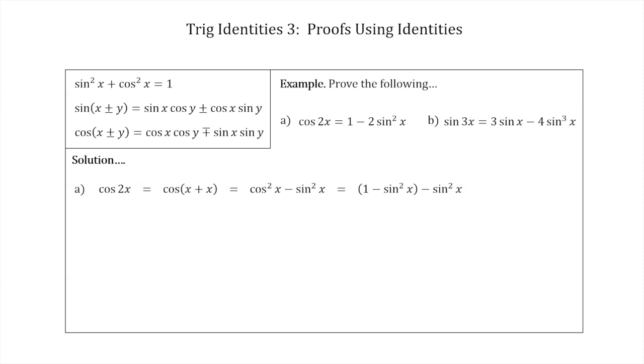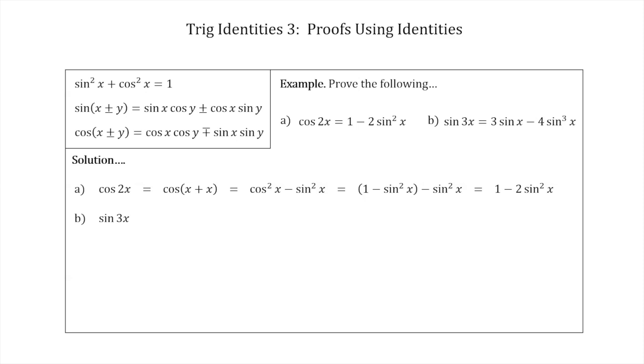If at any point in this video you're a little confused, you can always rewind the video or pause it. Just make sure you understand each step. So we have 1 minus sine squared x minus sine squared x. That's just 1 minus 2 lots of sine squared x. So 1 minus 2 sine squared x, which is exactly what we wanted. So we're done, and we can now try B.